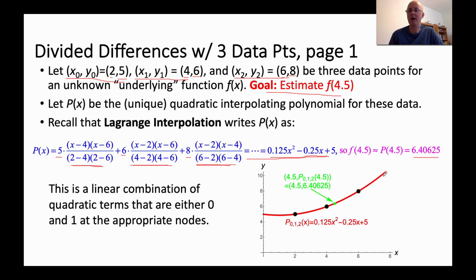The red graph is the quadratic interpolating polynomial. The 3 black dots are the data. The green dot is where we're trying to approximate the function at 4.5 to get 6.40625. We've got this funny notation, P012, that came from Neville's method. I'm not going to use that notation again. Essentially, the 0, 1, and 2 emphasize that this is a quadratic that interpolates exactly at the 0th, 1st, and 2nd nodes. Don't worry about it. Again, here's the answer. Remember that. Write it down.